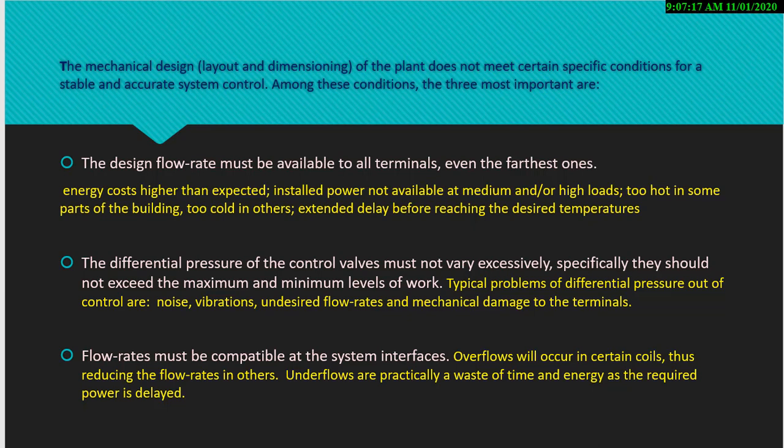The second condition, the differential pressure of the control valves must not vary excessively, especially they should not exceed the maximum and minimum levels of work. The last condition, flow rates must be compatible at the system interfaces. This means overflow should not be existing or underflow of the coil.